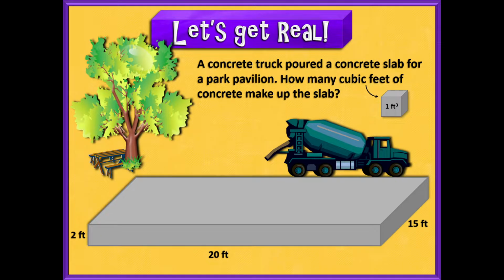Now let's get real. A concrete truck poured a concrete slab for a park pavilion. How many cubic feet of concrete make up the slab? So remember, our formula for volume is volume equals length times width times height. Our length would be 20 feet. Our width would be 15 feet. And our height would be 2 feet.